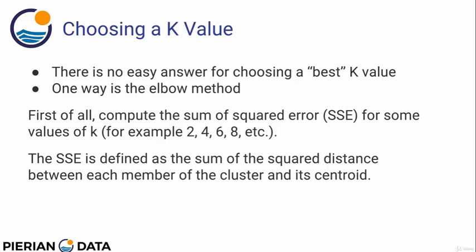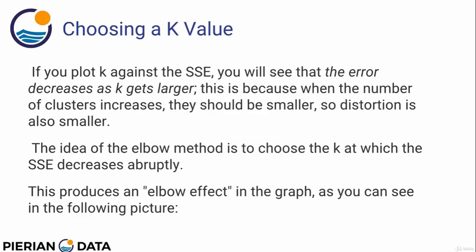First of all, you compute the sum of squared error, otherwise known as SSE, for some values of k, for example 2, 4, 6, 8, etc. The sum of squared errors is defined as the sum of the squared distance between each member of the cluster and its centroid. If you plot k against the SSE, you will see that the error decreases as k gets larger. This is because when the number of clusters increases, they should be smaller, so distortion is also smaller. The idea of the elbow method is to choose the k at which the SSE decreases abruptly. This produces an elbow effect in the graph, as you can see in this following picture.